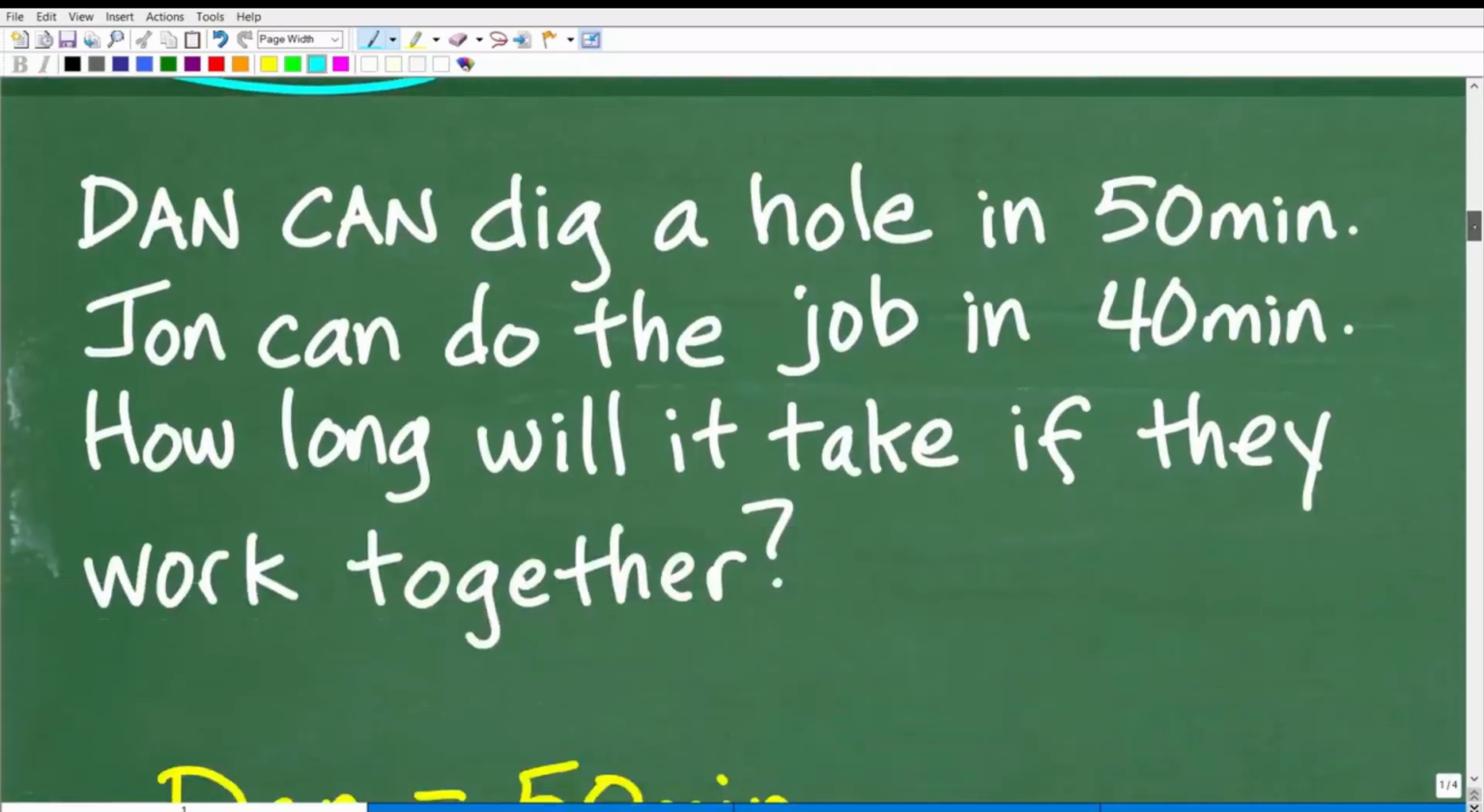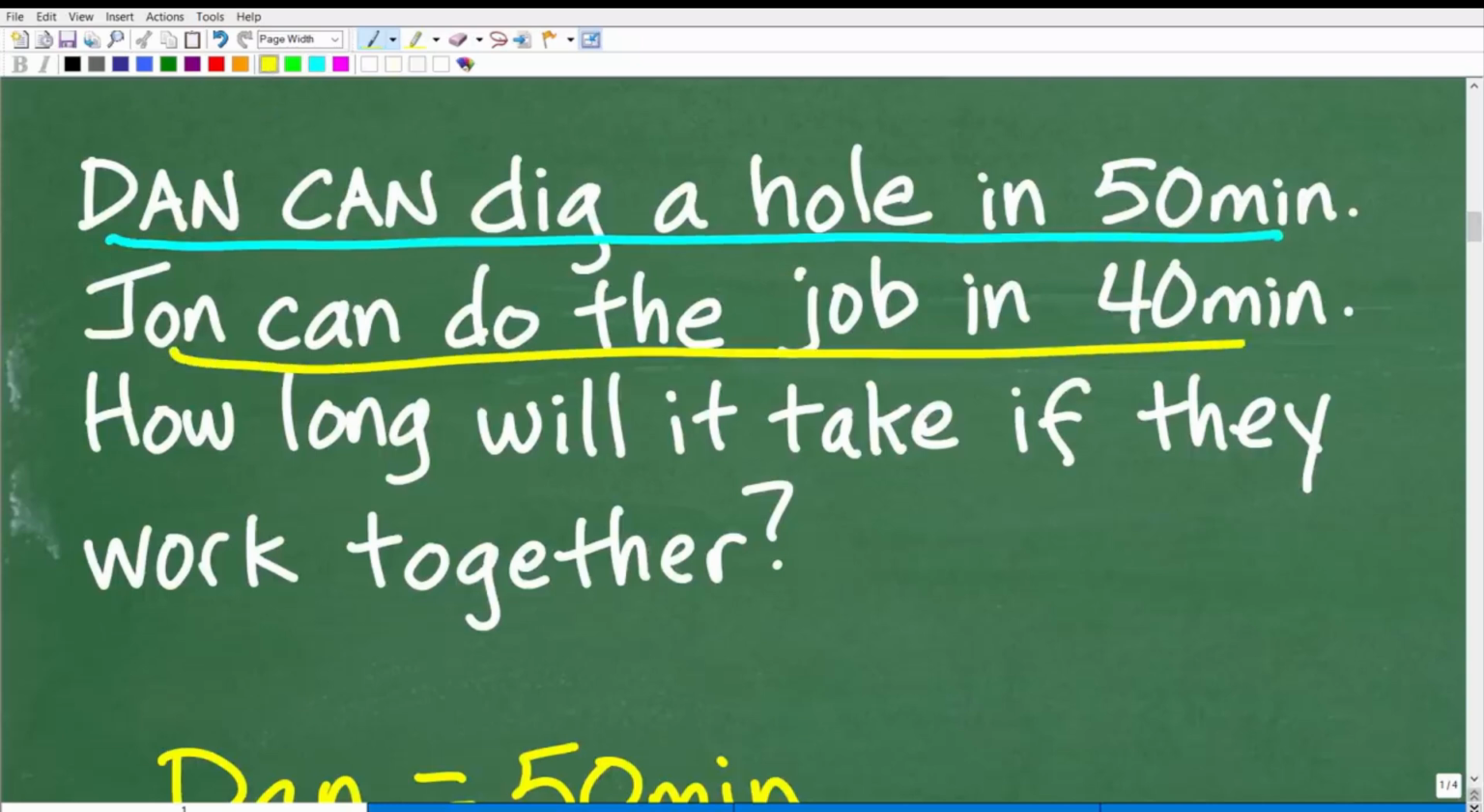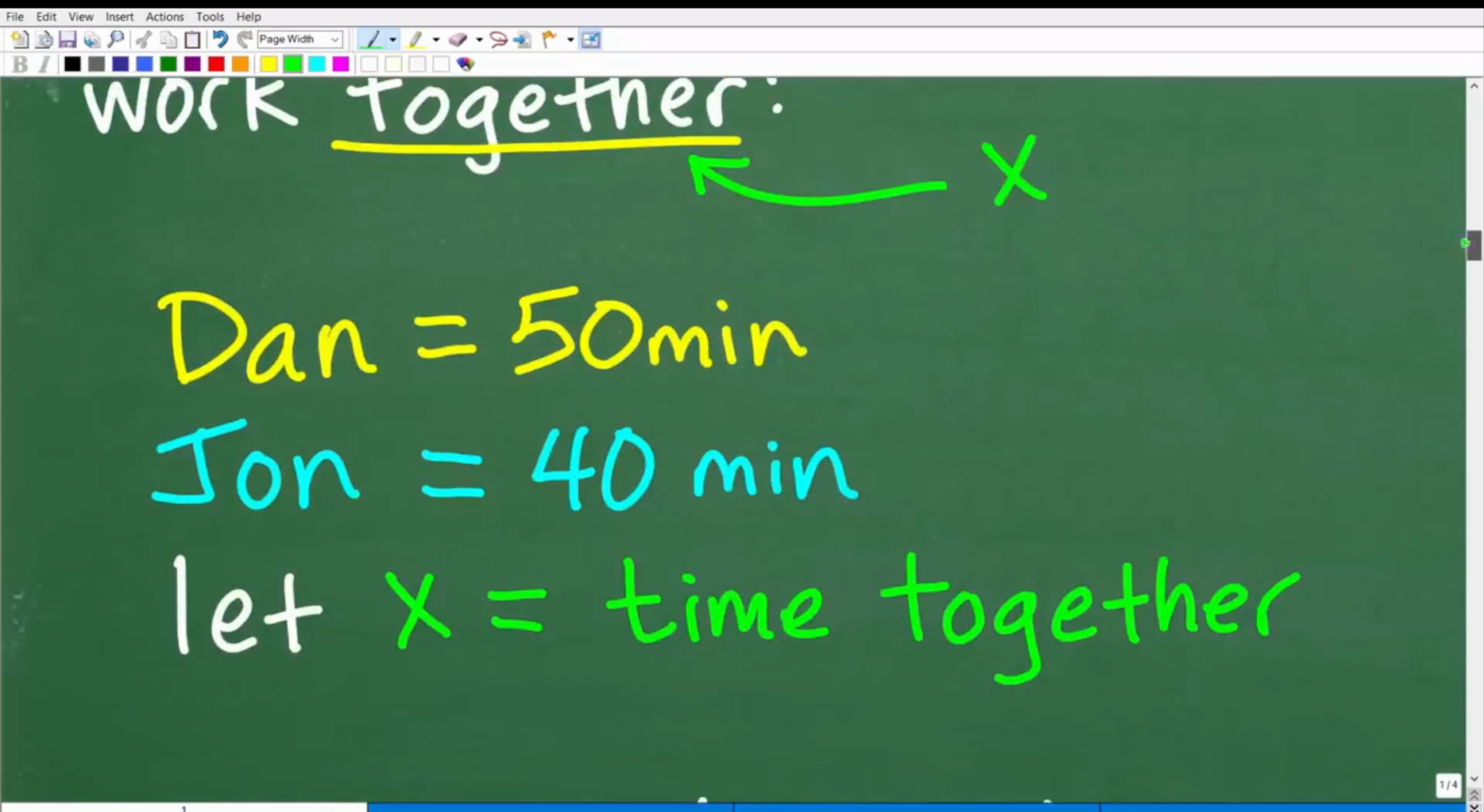Okay, so here is our problem. Again, we want to pull the specific information: Dan can dig a hole in 50 minutes and John can do the same job in 40 minutes. We want to figure out what amount of time it will take them to do this together. This is an algebra problem, so let's assign a variable x that will represent the time it will take them working together as a team. So Dan can do this job in 50 minutes, John in 40 minutes, and we'll let X equal the time together. Of course, that'll be in units of minutes.